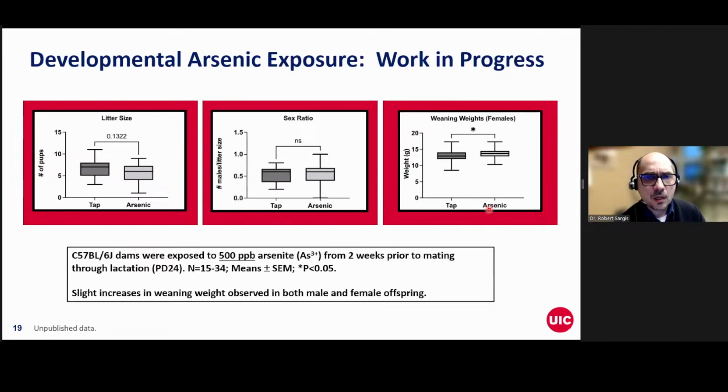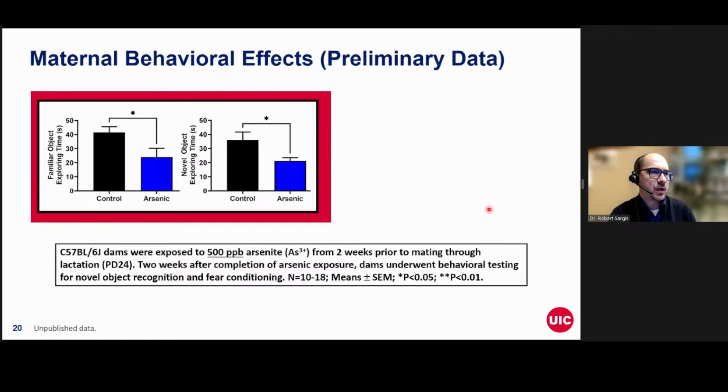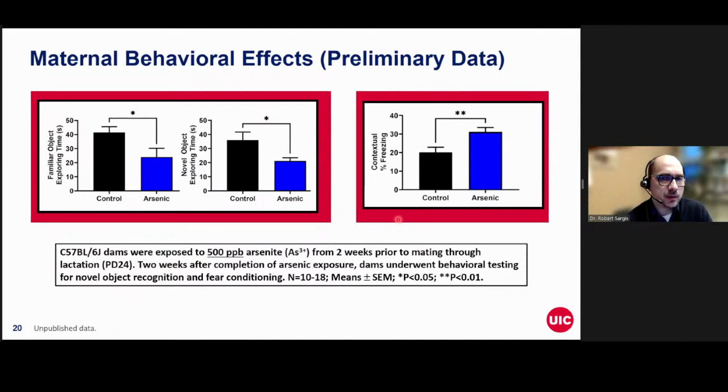When we looked at the dams, one of the things that we saw that was interesting is that in a novel object recognition test, those arsenic exposed dams, studied 2 weeks after the completion of arsenic exposure, had reduced exploring time, both for familiar objects as well as for the novel object. And those same dams had an increase in freezing time in fear conditioning testing in the contextual phase of fear conditioning. This is a phenomenon that may recapitulate phenotypes of post-traumatic stress disorder. So we're really interested in understanding how this specific exposure during pregnancy affects long-term outcomes in the dams, knowing that pregnancy is a unique period of vulnerability for environmental exposures.